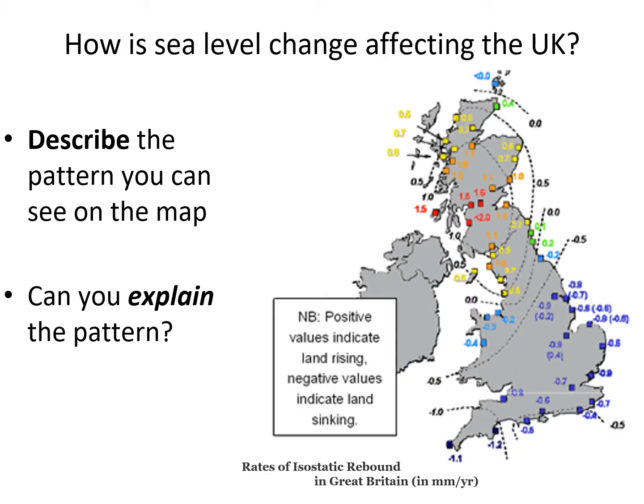Right, let's start by looking at this map. It shows you whether the UK is rising or sinking. If there's a positive number, and it's a red or a yellow or an orange, it's rising. And if it's blue, it's sinking.